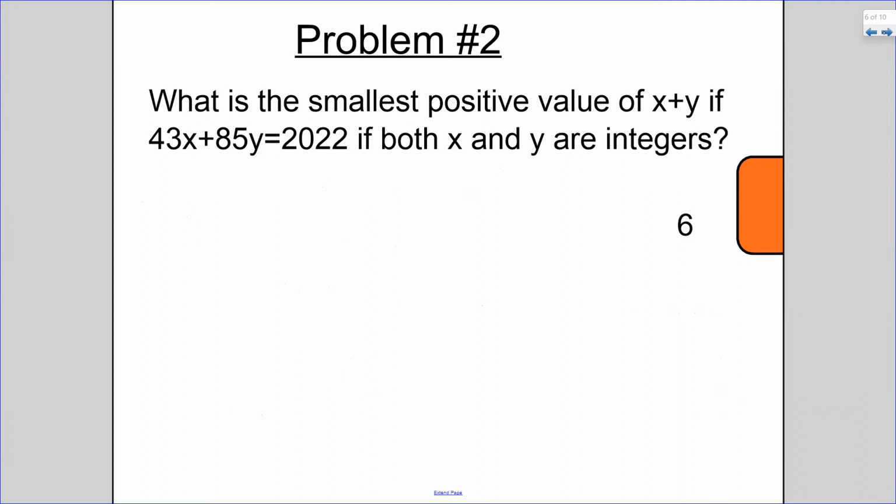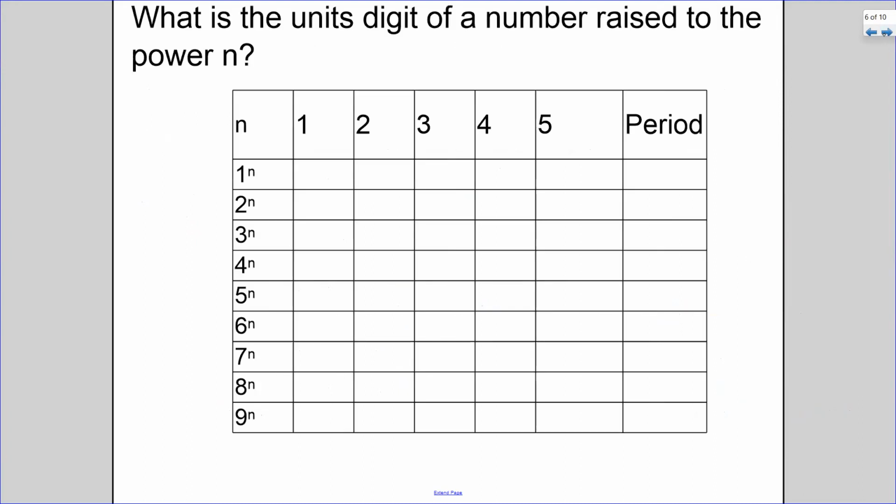All right, let's try looking at digits. So now we're looking at the units digit of a number raised to power n. So if we're looking at something like this, we're really only looking at the units digit. We don't care about anything else, right? So I'll be very helpful here and do the ones for you.